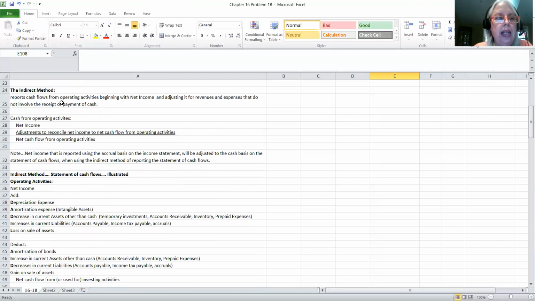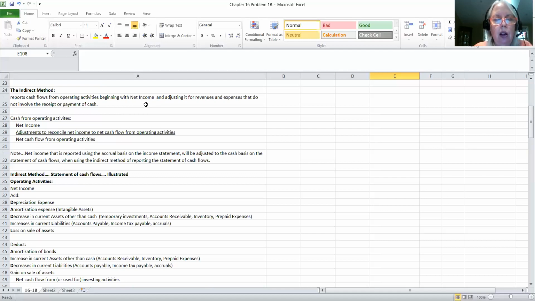When you are using the indirect method, it's very important to realize that when you are calculating your operating activities, we're going to be adjusting the net income to what we call the cash basis of accounting. Net income is normally reported under the accrual basis of accounting. You'll remember that we accrue our revenue and our expenses so that we can match the revenues and expenses properly on the income statement under the accrual method.